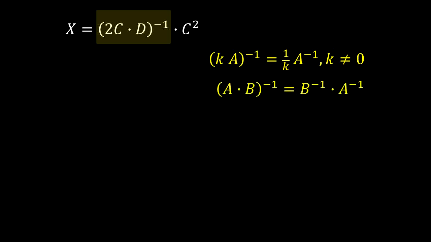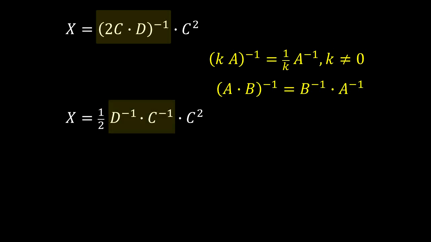Next, if we take the inverse of a matrix product, then the result will be the inverse of each matrix multiplied, but we have to change the order. Let's apply these properties to our equation. We get... In the equation, the scalar 1 over 2 is the result of the application of the first property, while the product of D inverse and C inverse refers to the second property.